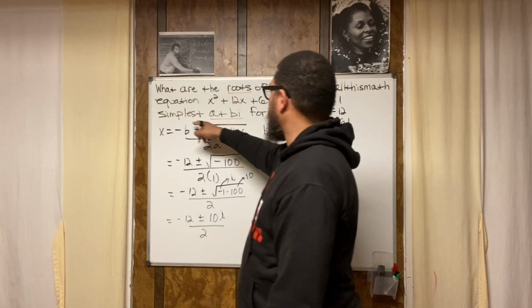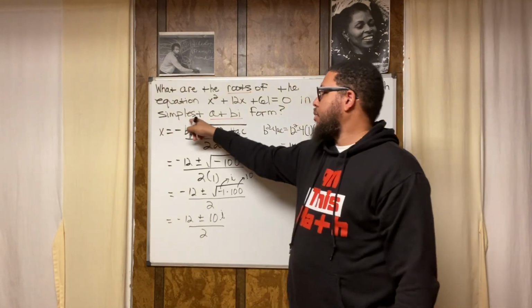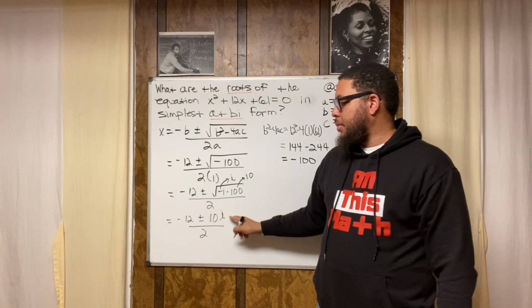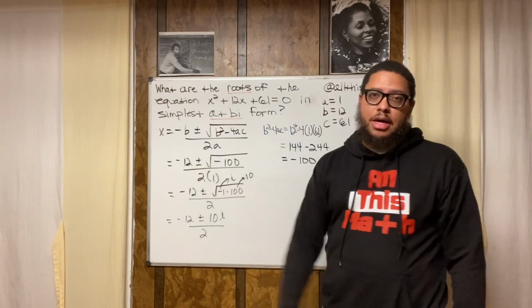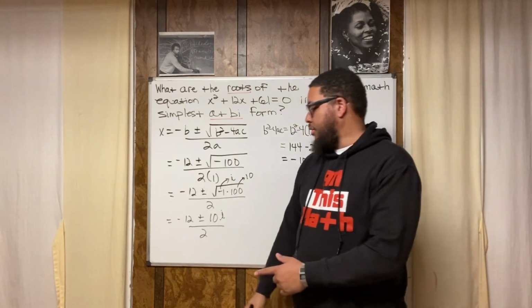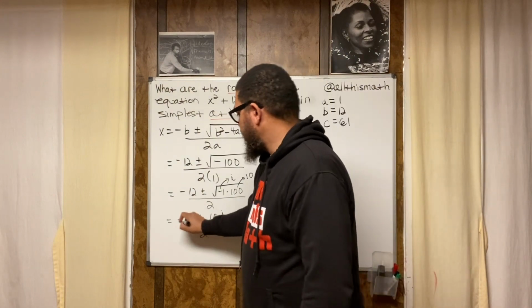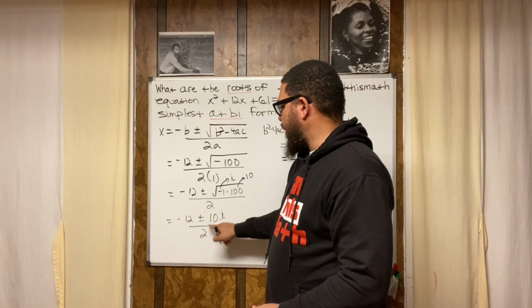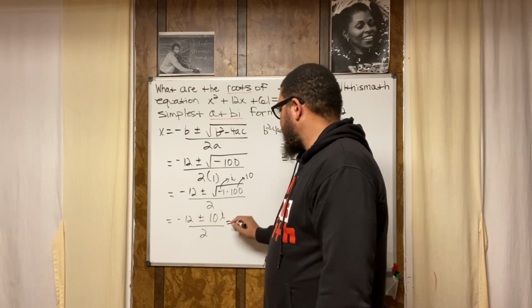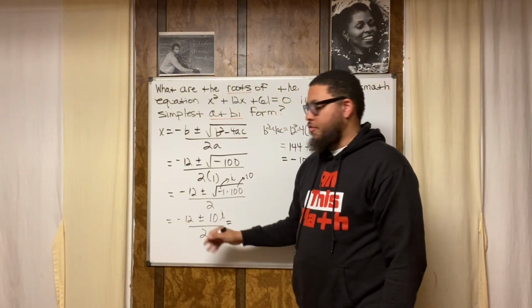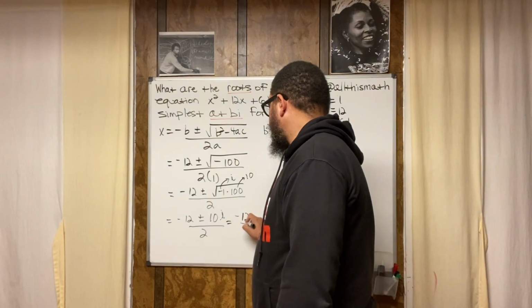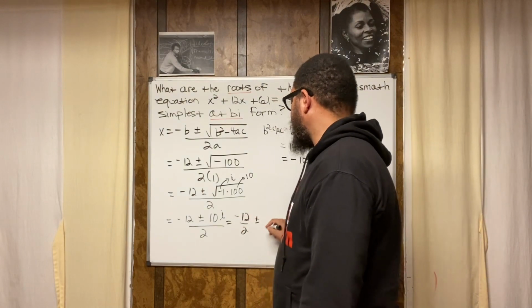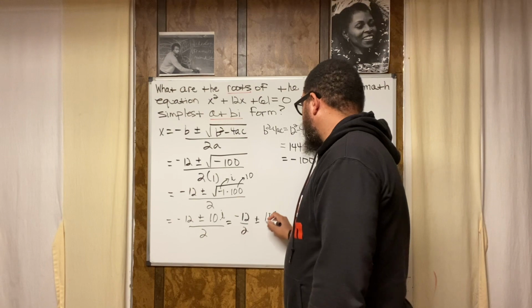Now this is why they put the part here, simplest form. Somebody might be tempted to stop right here and say, all right, this is my answer. I'm done. It's a wrap. You're not done, because this can be simplified. Remember, we can divide both of these numbers by 2. These can be separated into 2 separate fractions, right? Negative 12 over 2, we could also write as negative 12 over 2 plus or minus 10i over 2.